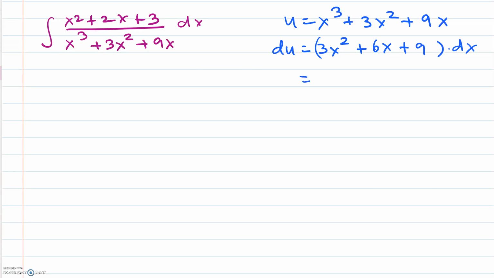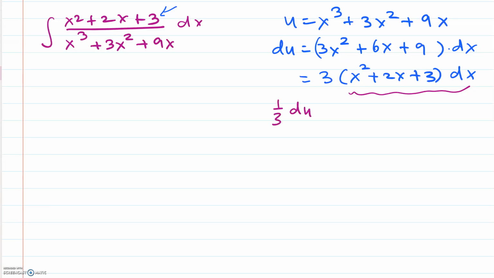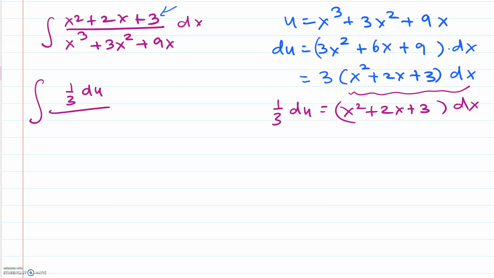So we want to factor a 3 outside. Basically we're going to look at the numerator. Somehow we want to match this numerator with this expression. So I'm going to pull the 3 outside: 3 times x squared plus 2x plus 3 dx. So this part is the numerator there. So we're going to move the 3: 1 by 3 du equal to x squared plus 2x plus 3 dx. Yeah, we're ready to rewrite. Numerator is 1 by 3 du. Denominator is just u.